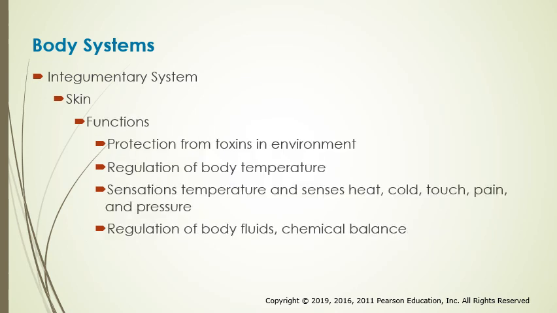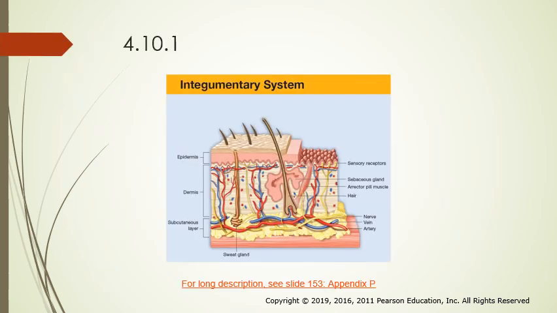It also houses all of the other structures of the integumentary system. So the skin, being the largest organ in the body, like I mentioned, protects us from the outside environment, helps us regulate our temperature, helps us sense hot and cold, as well as pain and pressure, and helps us regulate body fluids and chemical balance.